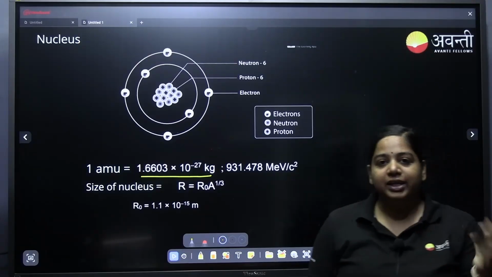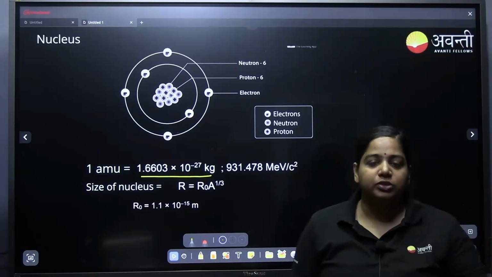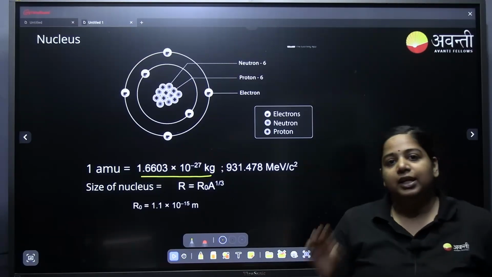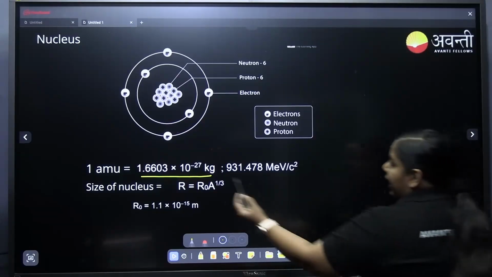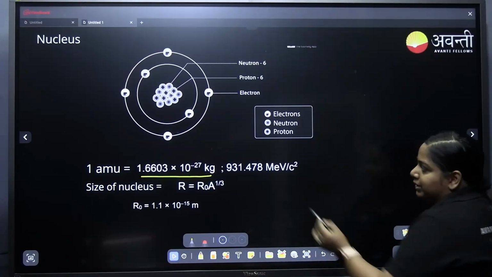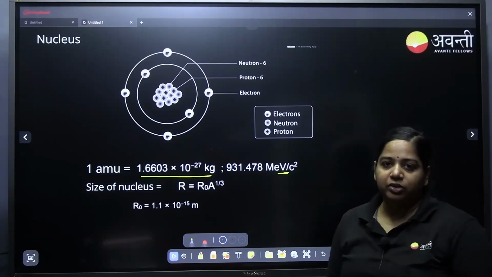But mostly we cannot use approximate values for mass. We have to use exact values. It will be given in the question, so don't worry about that. And we have to use electron volt. Okay, energy and all we have to calculate in electron volt.